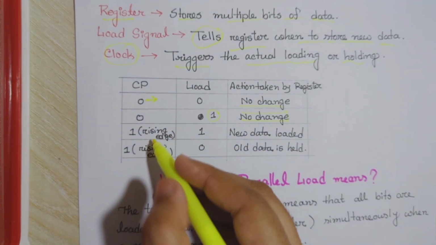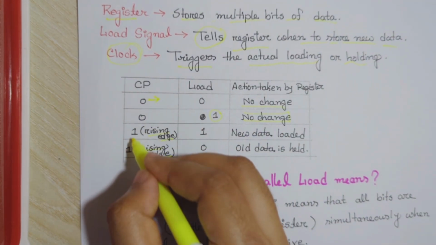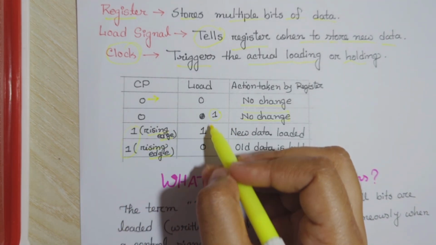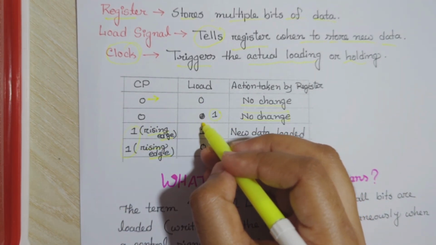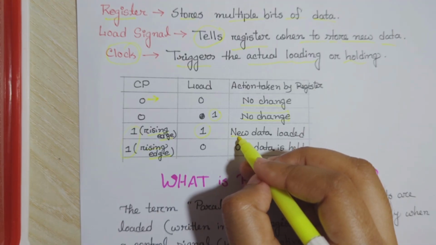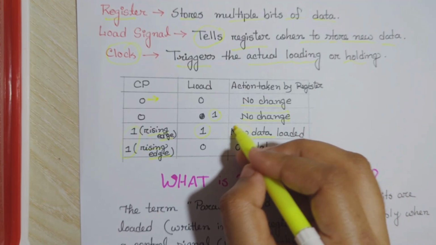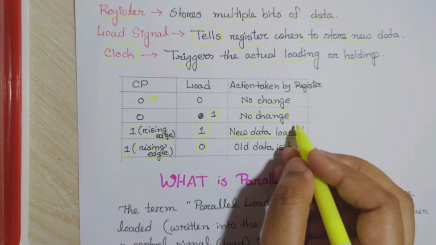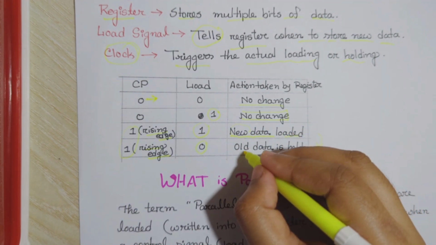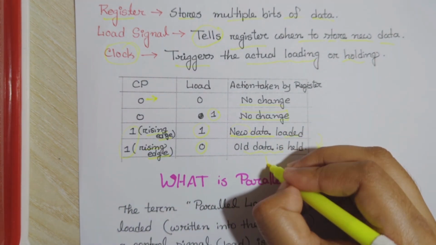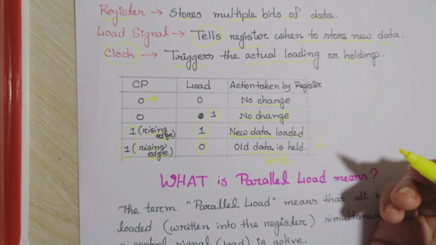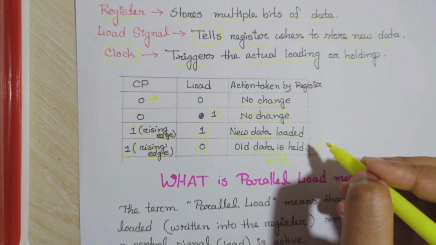And at the rising edge of the clock pulse, meaning the clock pulse is 1, let's see what happens. If the load is 1, then the register will update and new data will be loaded. And if the load is 0, then new data will not be loaded, it will store the old data, meaning it will be in the hold condition. So all our requirements are fulfilled with the use of this load signal.